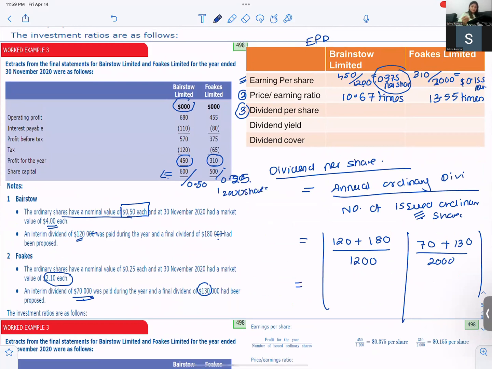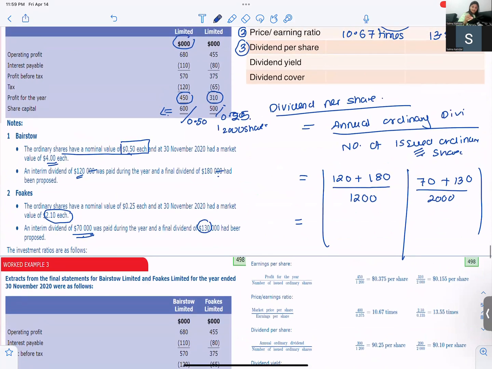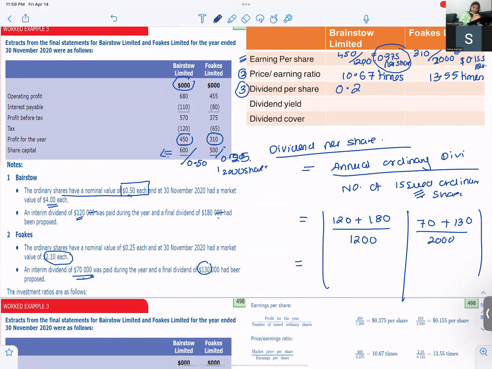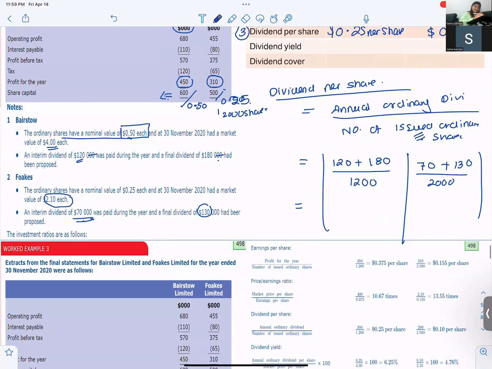Okay, so your dividend per share would be 120 plus 180, that is 300, divided by 1,200. So you will get a dividend of 0.25 per share. And let's calculate for Folks. It is 200 divided by 2,000. So you are going to get a dividend of 0.10 per share. Dividend per share. Now you calculate the dividend yield ratio.